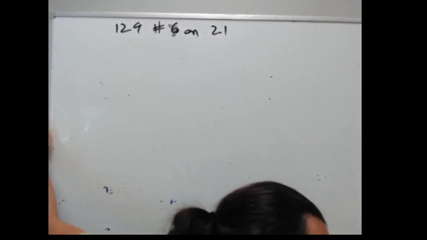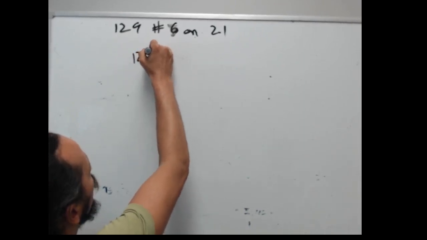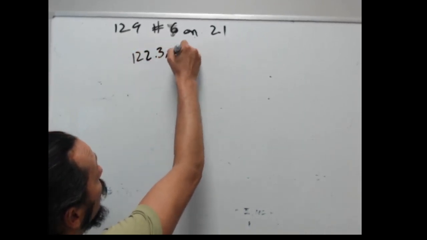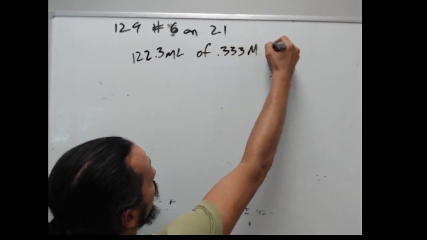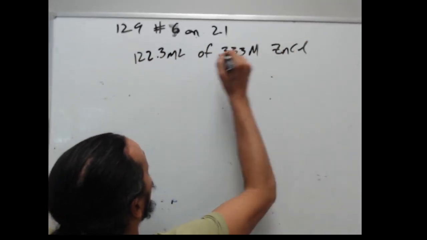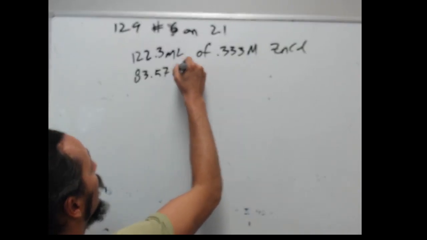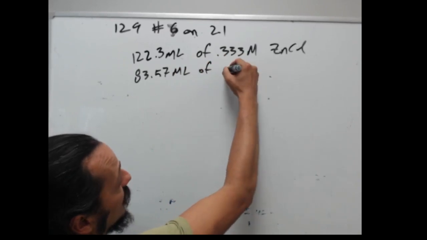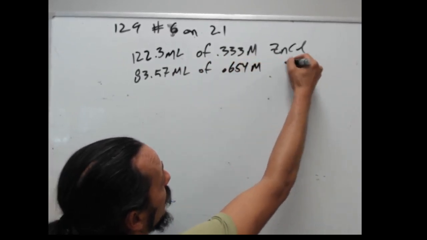We're doing a solution that's made by mixing 100, can you just read the numbers to me real quick? 122.3 milliliters of 0.333 molarity zinc chloride, and then 83.57 milliliters of, what was that? 0.654 molarity sodium carbonate.